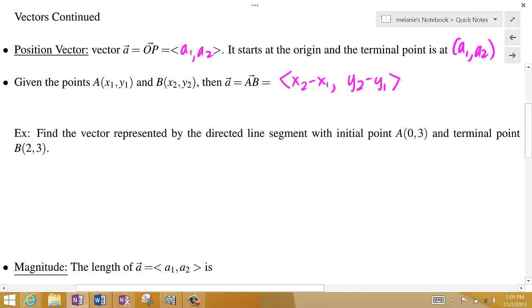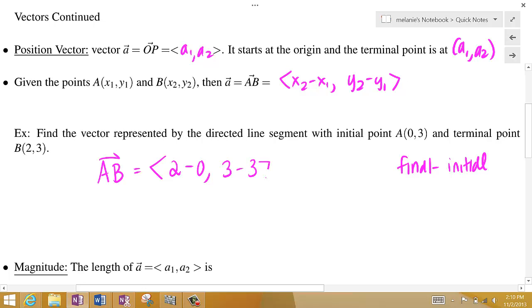Here's an example. Find the vector represented by the directed line segment with initial point A, 0, 3, and terminal point B, 2, 3. So vector AB, from A to B, I have to write it like this, equals, and I can just subtract the components. You always want to do final minus initial. So the final x-coordinate is 2 minus the initial was 0. The final y-coordinate was 3 minus the initial 3. We get 2, 0.